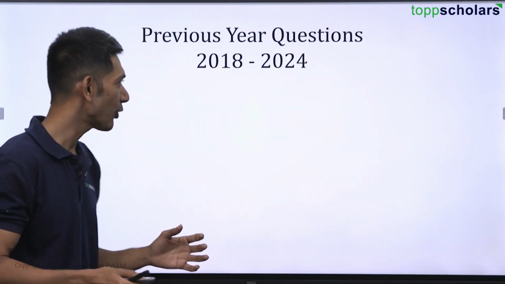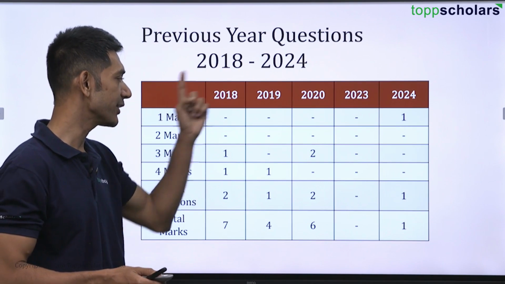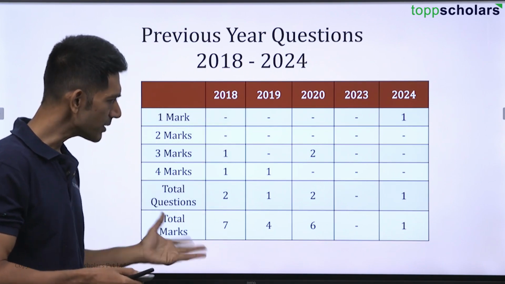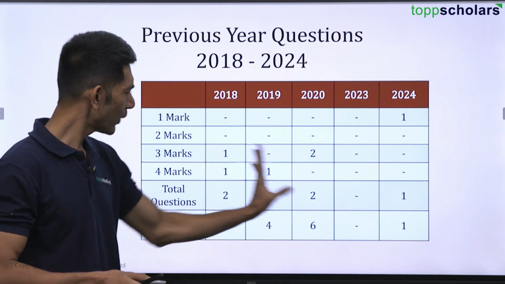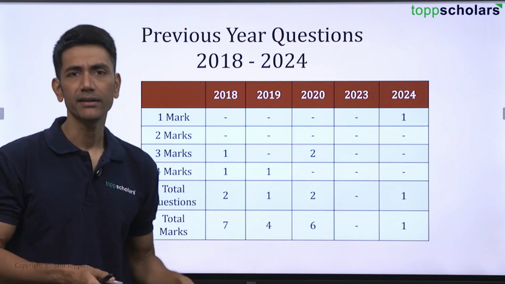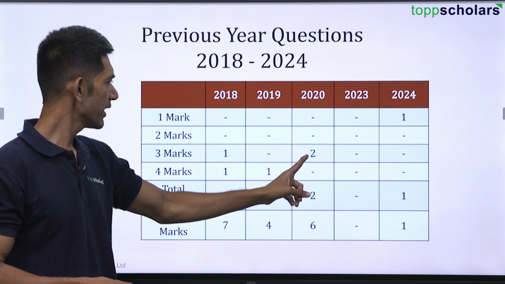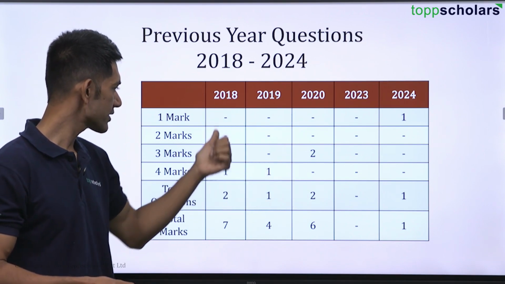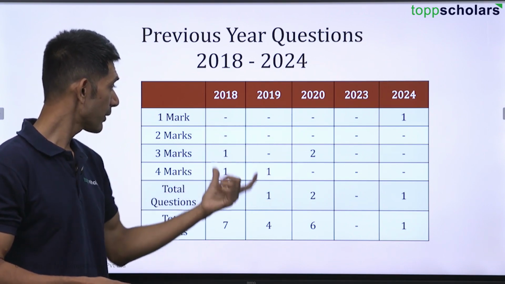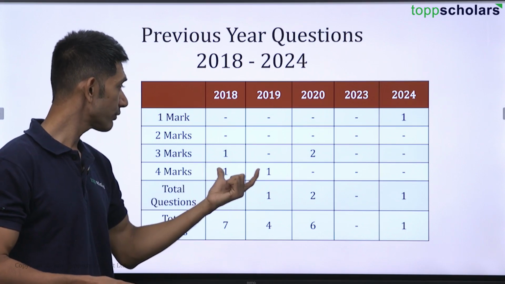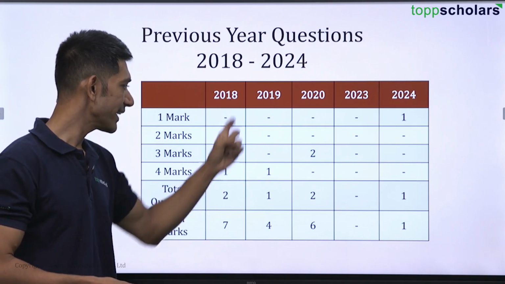Let us try to understand how many questions were asked from 2018 to 2024. If you see, at least one question is asked every year, right? Here one question of 1 mark was asked. In 2020 you can see 2 questions were asked. In 2018 1 question was asked. But also there were 2 questions of 4 marker asked in 2018 and 2019.